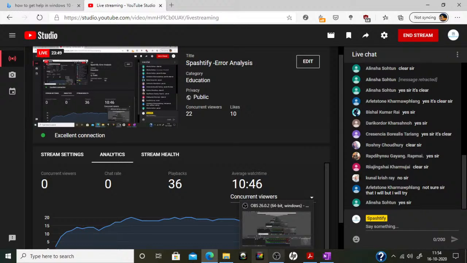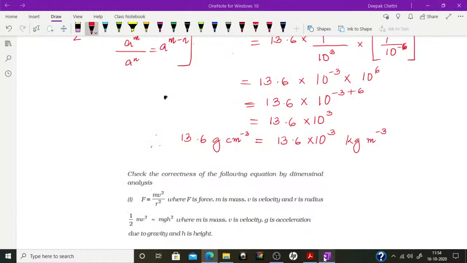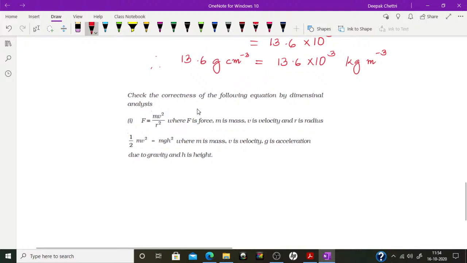So let us go to the next type of problem based on this: checking the correctness of a given formula. These two questions are given to us. We have to check whether the formula that is given is correct or not, and also this one. So these are two questions, we have to check whether they are correct or not. Understand? We can do that again using dimensional analysis.